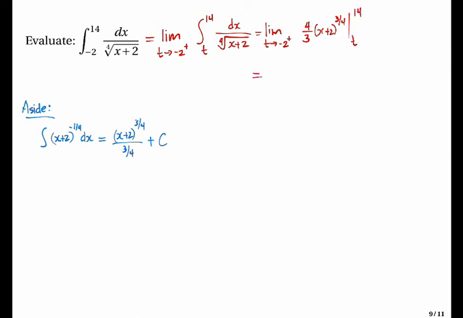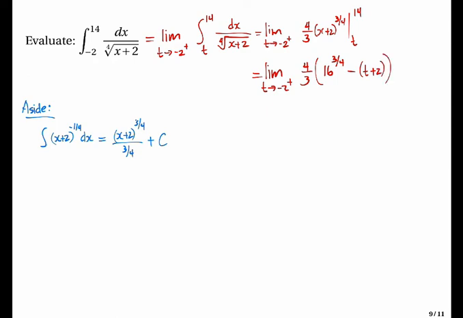So evaluating, we will have the limit as t approaches -2 from the right. We have here 4/3 quantity. At 14, you have 14 plus 2, that's 16, raised to 3/4. So 4th root of 16, that's 2, cube it, that's 8. And then here we have minus quantity t plus 2.